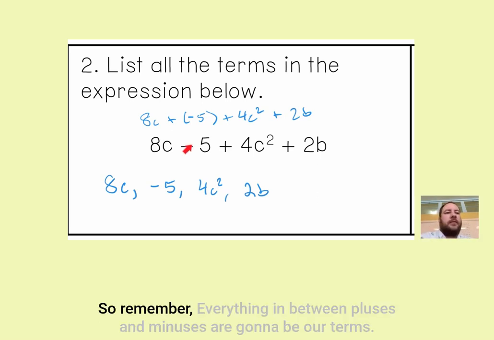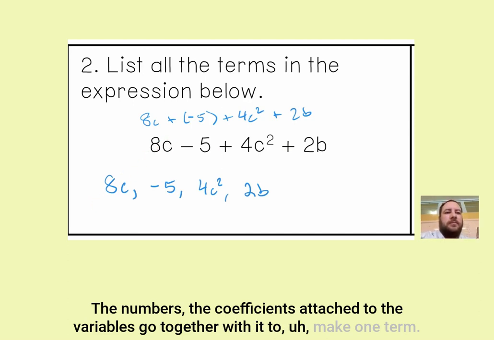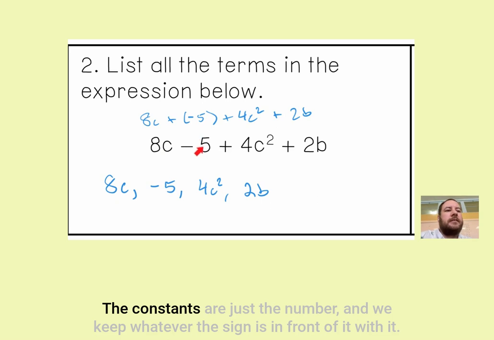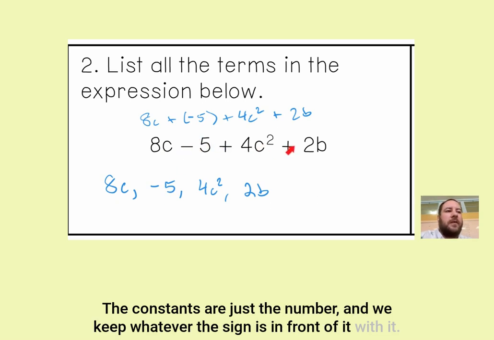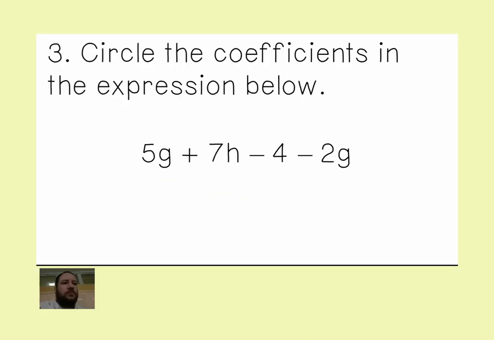So remember, everything in between pluses and minuses are going to be our terms. The numbers, the coefficients attached to the variables go together with it to make one term. The constants are just the number, and we keep whatever the sign is in front of it with it. So if it's a plus, it keeps it positive. If it's a minus, it stays negative. So that's how we do our terms.